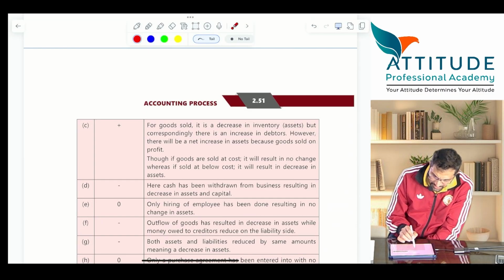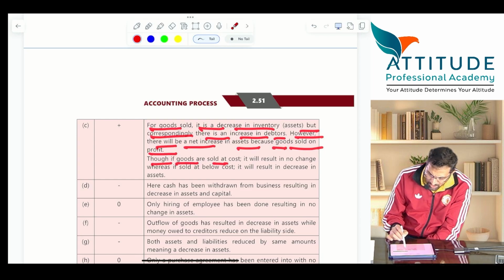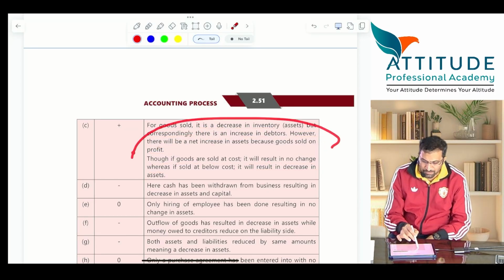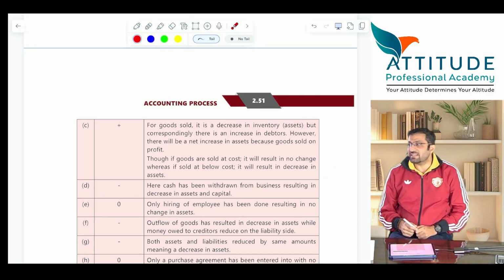For goods, it is a decrease in inventory, but correspondingly there is an increase in what? Debtors. However, there will be a net increase in assets because goods are sold at a profit. Though if goods are sold at cost, it will result in no change. Whereas if goods are sold below cost, it will result in a decrease in assets. This is important, look. Now please tell me, 100 rupees worth goods I am selling at 100 rupees. What is the effect on assets?